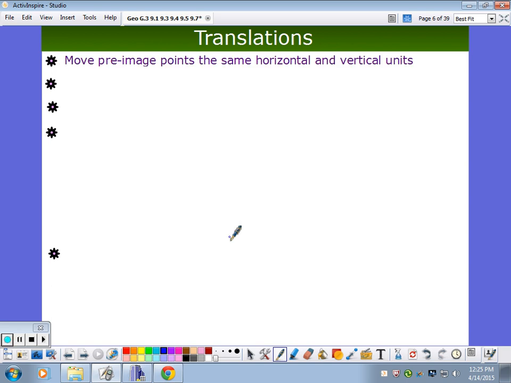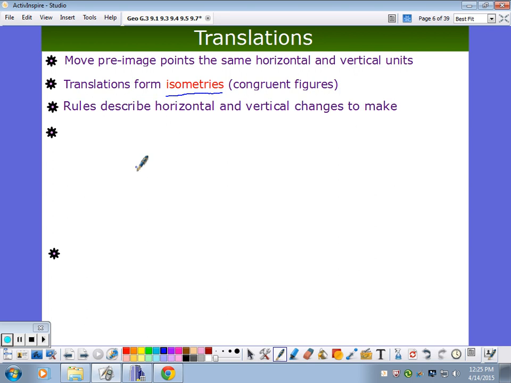So what you do is you move a pre-image. All the points in a pre-image get moved the same horizontal and vertical units. These are called isometry, I think, but I could be wrong about the pronunciation. All that means is the pre-image and the image are congruent, so the size does not change at all after you do that transformation. So we have rules that tell you how many horizontal and vertical changes to make.